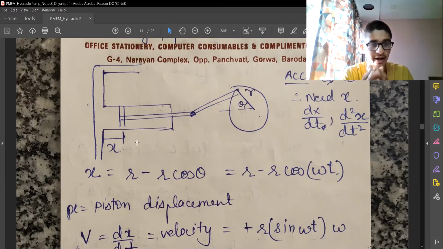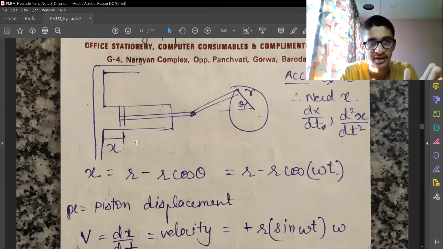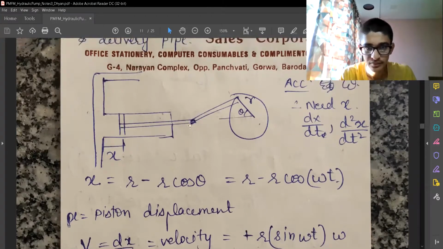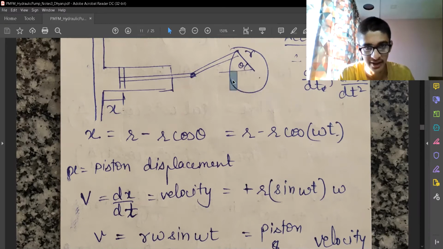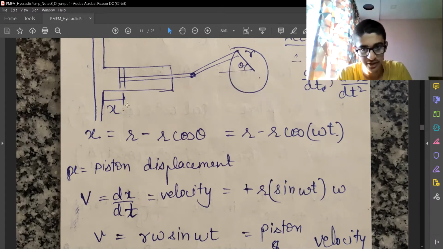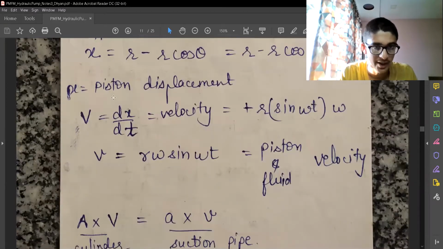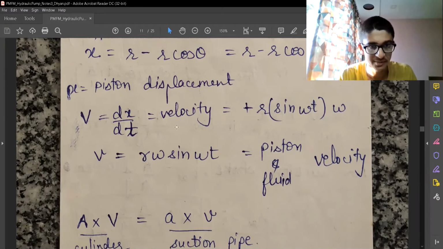We are taking x, we'll take the differential so we get the velocity, we'll take the differential again so we get the acceleration, and then we'll use that acceleration term to find the head. So x is equal to r minus r cos theta. That is the small change in length x, and theta is omega t. So x is the piston displacement from IDC. We are taking it with respect to IDC.